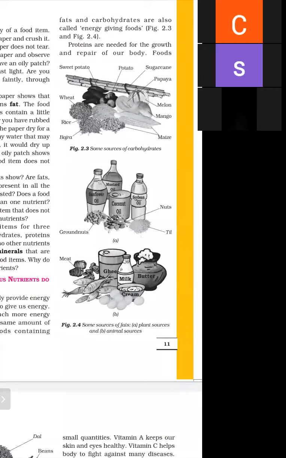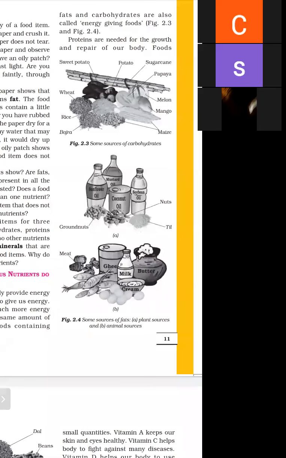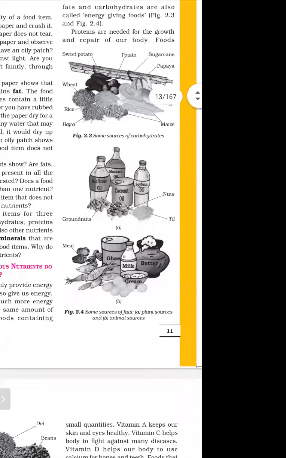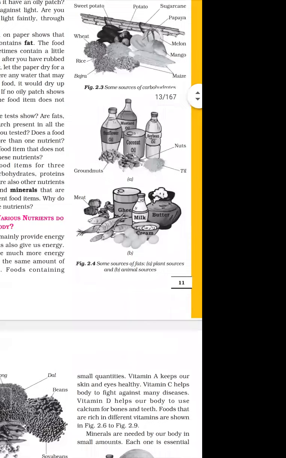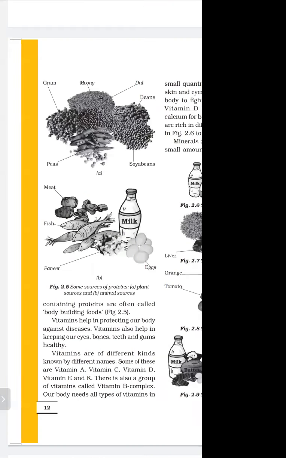So the first component is carbohydrate, and what are their sources as shown in figure 2.3? And what are the sources of fats as shown in figure 2.4? So carbohydrates and fats are energy giving food. These foods give us energy to do work. Next component is protein, and proteins are called bodybuilding food. These are the sources of protein. First is the plant source, and second is animal sources from which we can get protein.